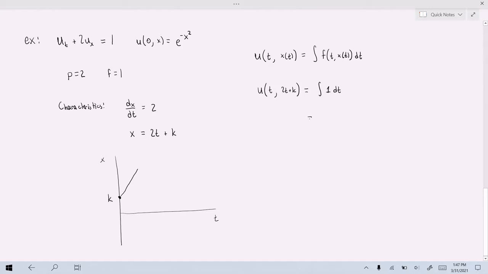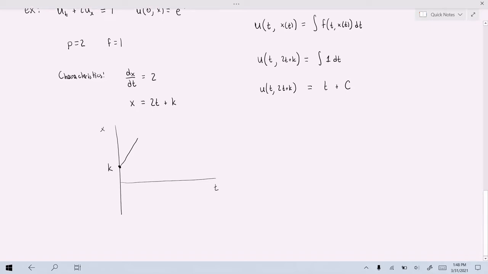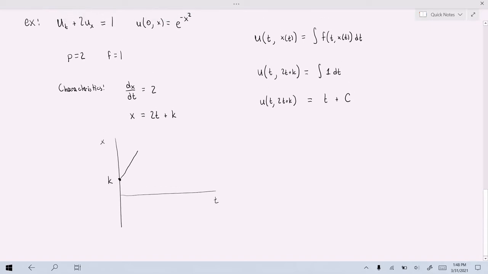So the integral of 1 dt would be t plus some constant, which I will call c. Okay, so this is what our solution looks like when we evaluate it along a characteristic. Now again, I want to get an expression for u of t, x, rather than u of t and 2t plus k.